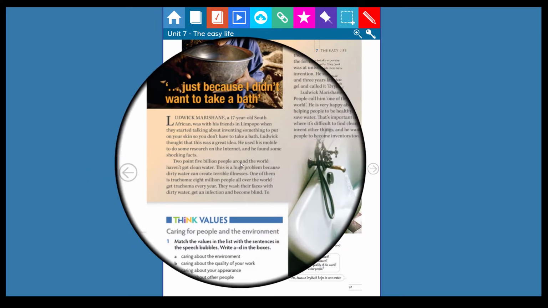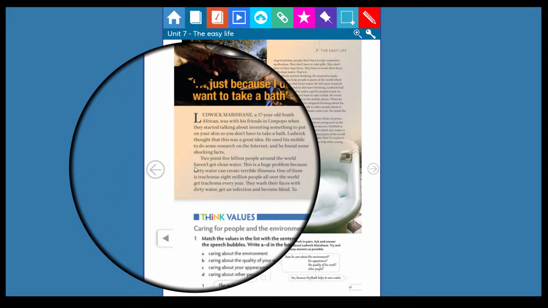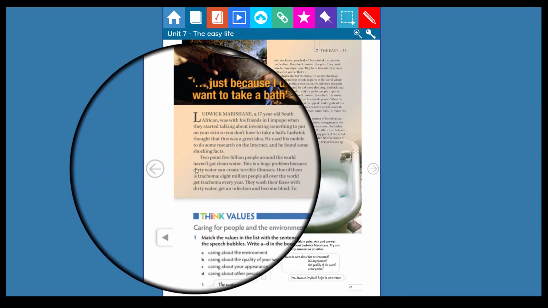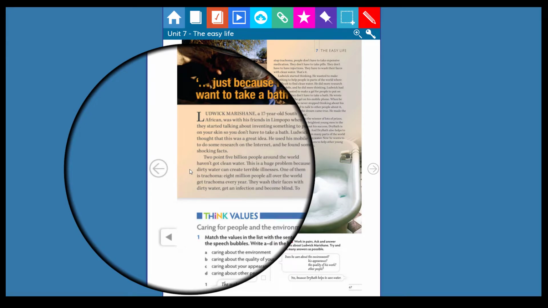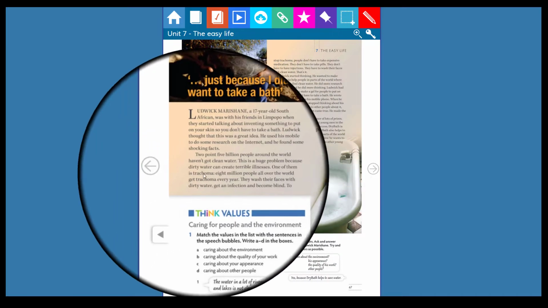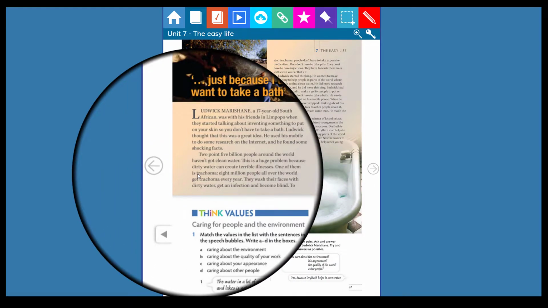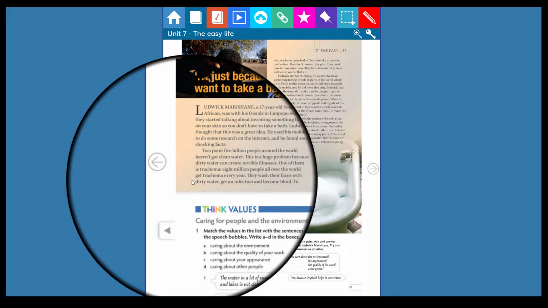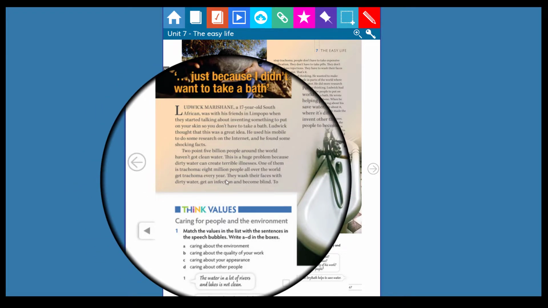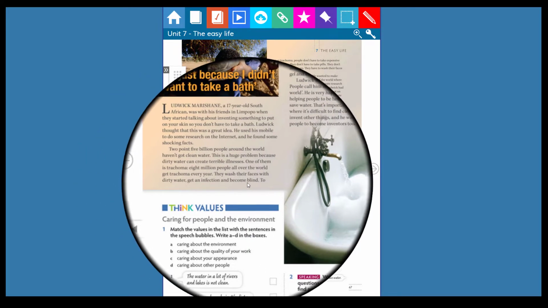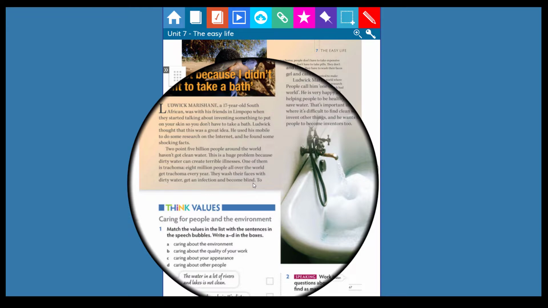2.5 billion people around the world haven't got clean water. This is a huge problem because dirty water can create terrible illnesses. One of them is trachoma. 8 million people all over the world get trachoma every year. They wash their faces with dirty water, get an infection, and become blind.